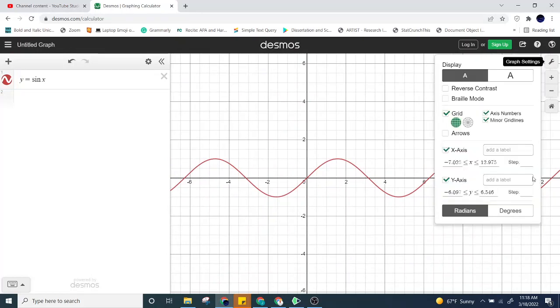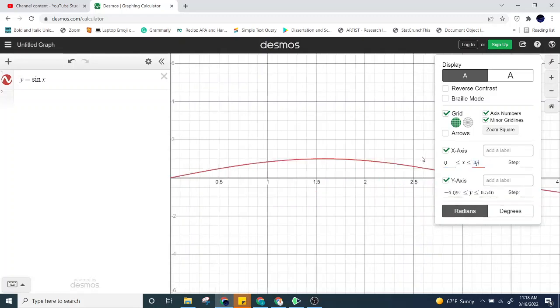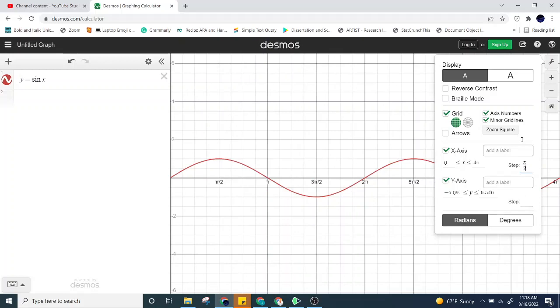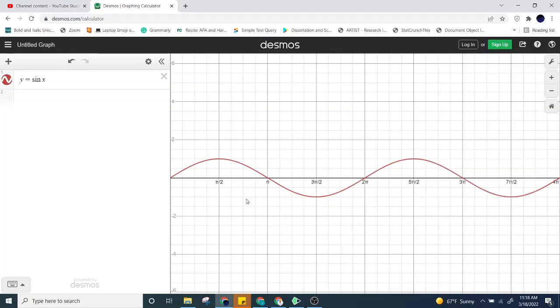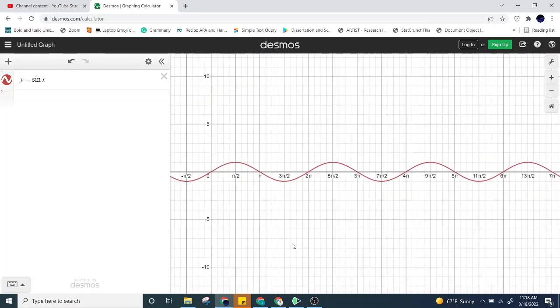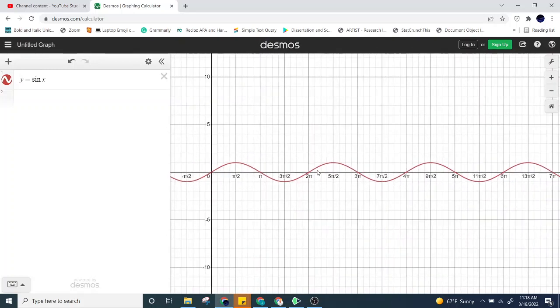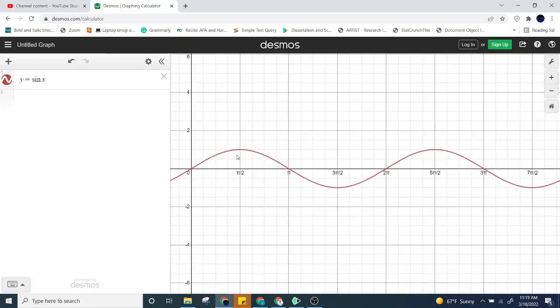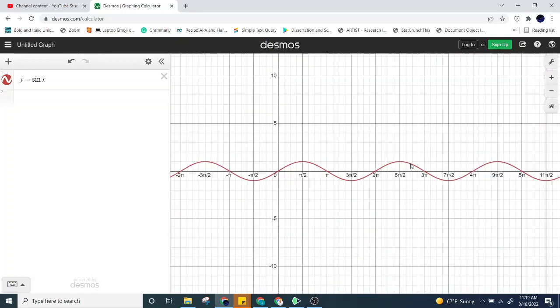Let me see if I can adjust the grid a little bit. Let me go from 0 to, say, 4 pi. And let's see if it'll let me do pi over 2 as my intervals. Yes, it did. Okay, so I'm going to leave that there. So here's the basic sine function. 0 to 2 pi is one cycle. And then remember, 2 cycles would be 0 to 4 pi. The cosecant graph is the reciprocal of that.